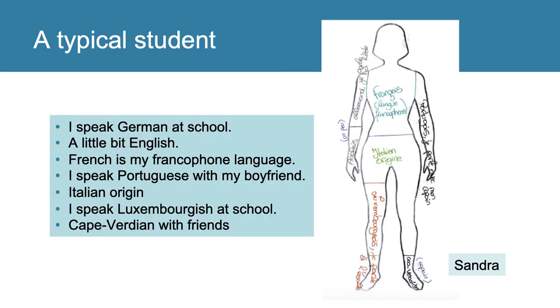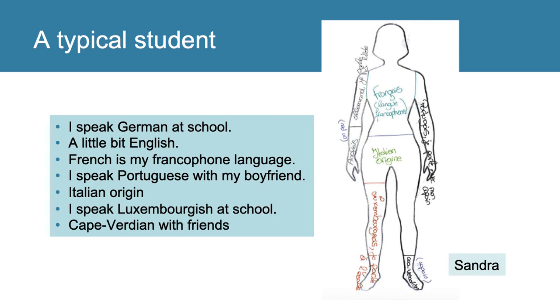And here we see the ways in which she described her drawing. So she says that she speaks German at school. And German, you can see on her upper arm on the left-hand side of the photo. She speaks a little bit of English. That's the front on the left side of her hand. French is her francophone language, so she has that in the center, her heart and her core.